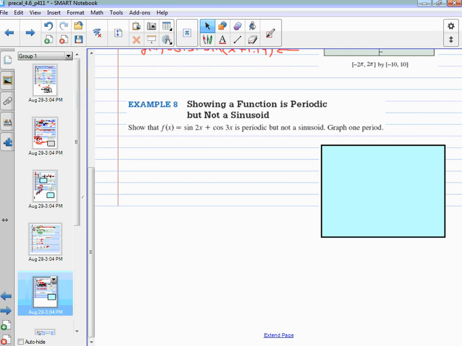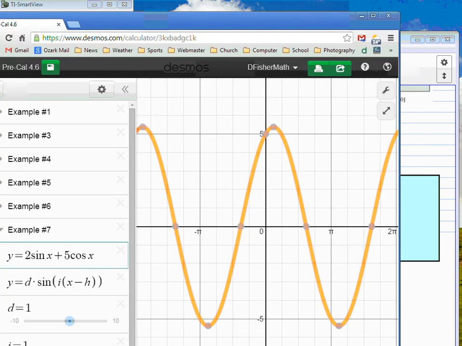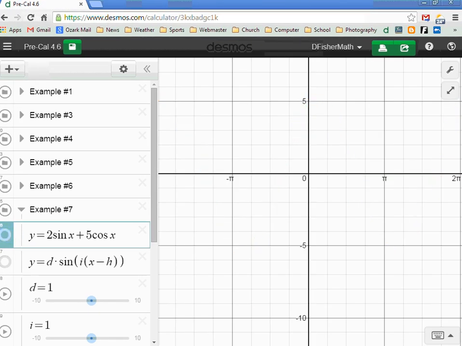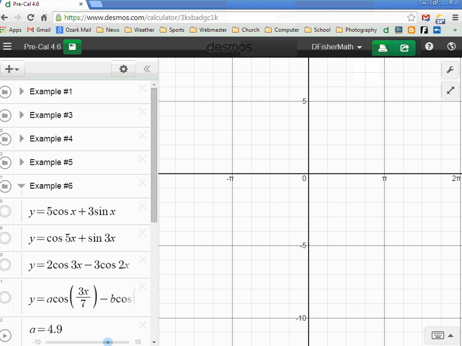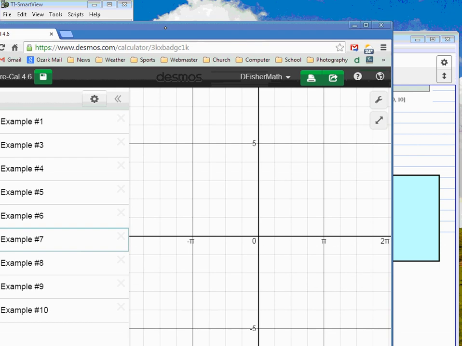Showing a function as periodic, but not as sinusoid. Remember a minute ago, we graphed this thing, sine of 2x plus cosine 3x. Let's look at it. Sine 2x, cosine 3x. Oh, I thought I had it. Oh, well, not there. False alarm.